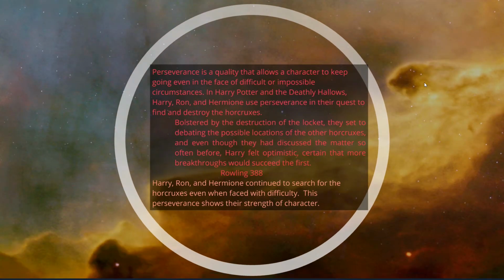Perseverance is a quality that allows a character to keep going even in the face of difficult or impossible circumstances. In Harry Potter and the Deathly Hallows, Harry, Ron, and Hermione use perseverance in their quest to find and destroy the Horcruxes. Bolstered by the destruction of the locket, they set to debating the possible locations of the other Horcruxes, and even though they had discussed the matter so often before, Harry felt optimistic, certain that more breakthroughs would succeed the first. Then, for your explanation: Harry, Ron, and Hermione continue to search for the Horcruxes even when faced with difficulty. This perseverance shows their strength of character.